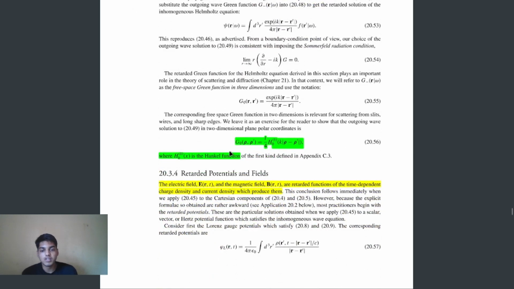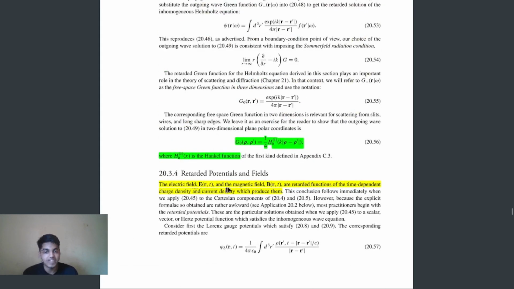Finally, we came down to introducing a new Hankel function, which would be acting as a step function for determining the potential and fields in the Green's function, which goes g naught of rho, rho dash is equal to i by 4 h naught 1 k minus rho naught. Retardation for potential and fields.